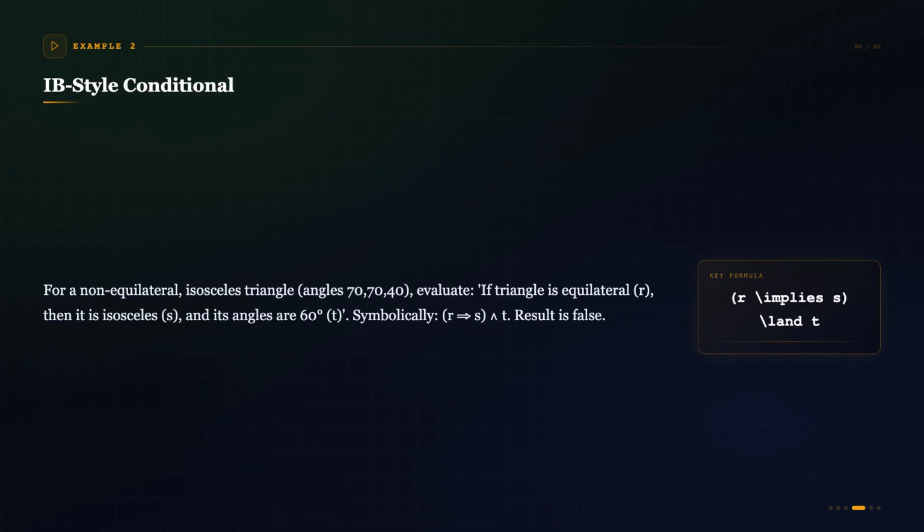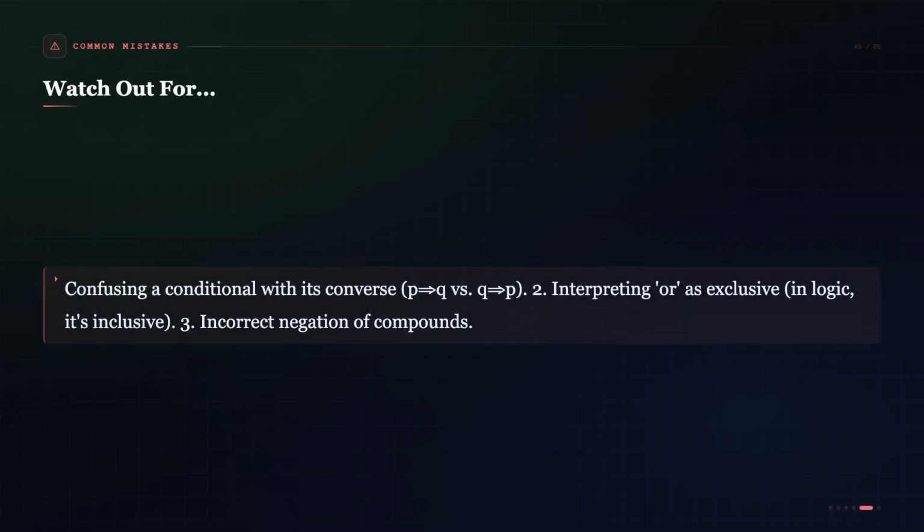We must be careful with the grouping. In plain English, it reads as the conditional, if R, then S being true, and the statement T also being true. So symbolically, it's R implies S, and T. Now, consider the scenario where we have a triangle that is not equilateral, but is isosceles with angles 70, 70, and 40 degrees. For this triangle, R is false, S is true, and T is false.